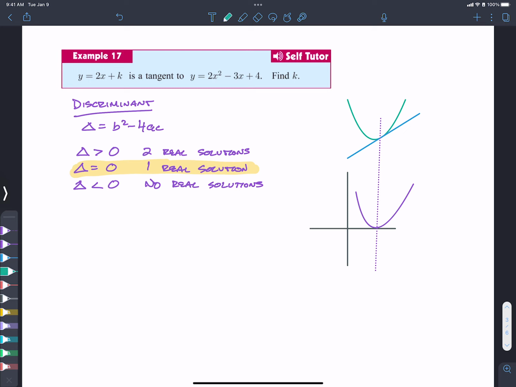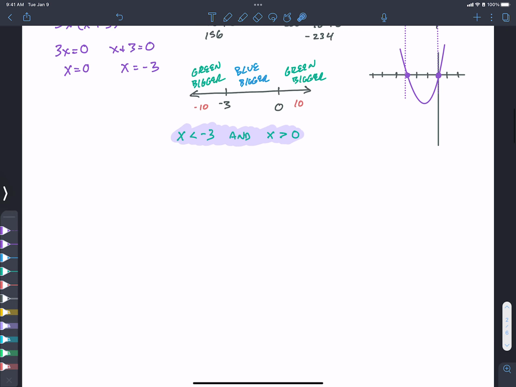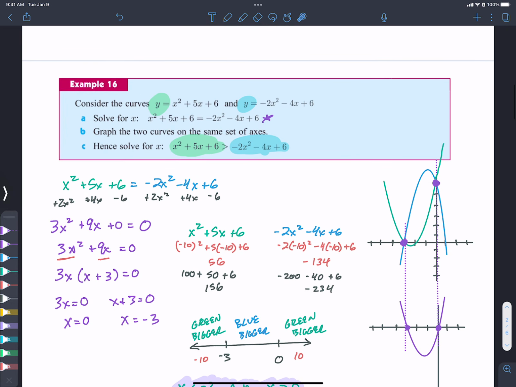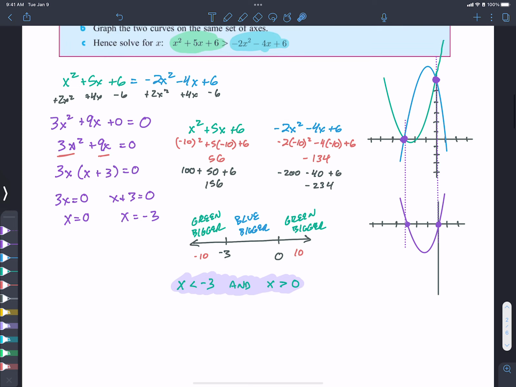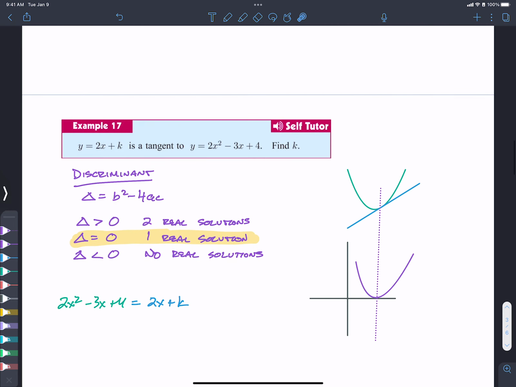So I have 2x squared minus 3x plus 4, and that has to be equal to 2x plus k. And I'm setting it equal, again, because this thing is equal here. If it said greater than or less than, like we had up here in this one, then we could start considering that situation. But here we're looking to see where these two things are tangent. So I'm going to make it where they equal 0.